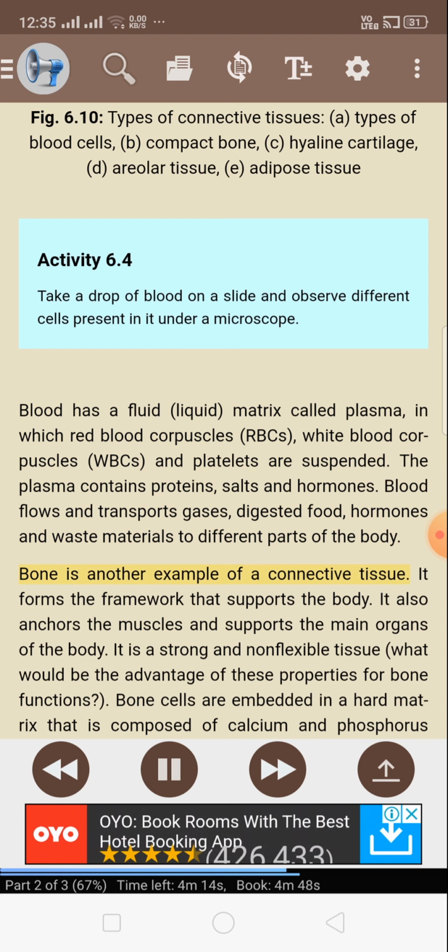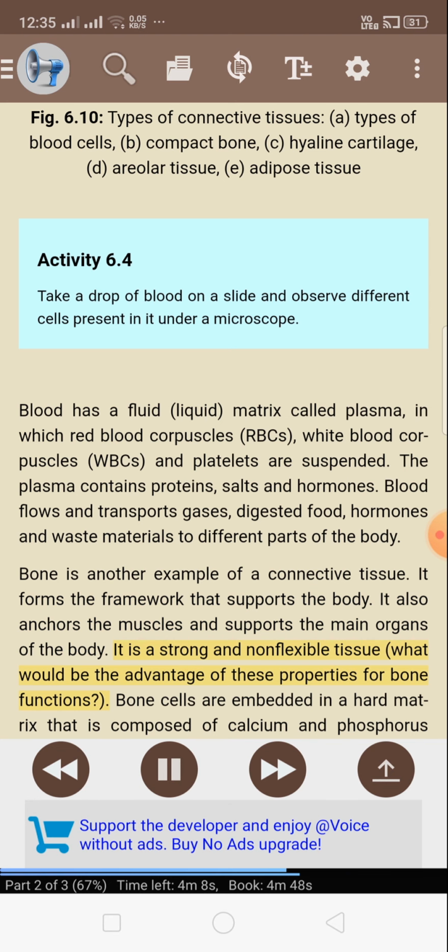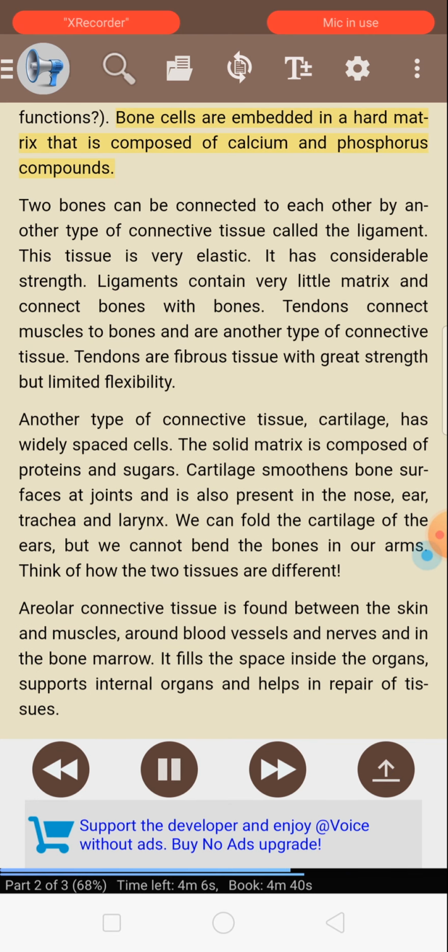Bone is another example of a connective tissue. It forms the framework that supports the body. It also anchors the muscles and supports the main organs of the body. It is a strong and non-flexible tissue. What would be the advantage of these properties for bone functions? Bone cells are embedded in a hard matrix that is composed of calcium and phosphorus compounds.